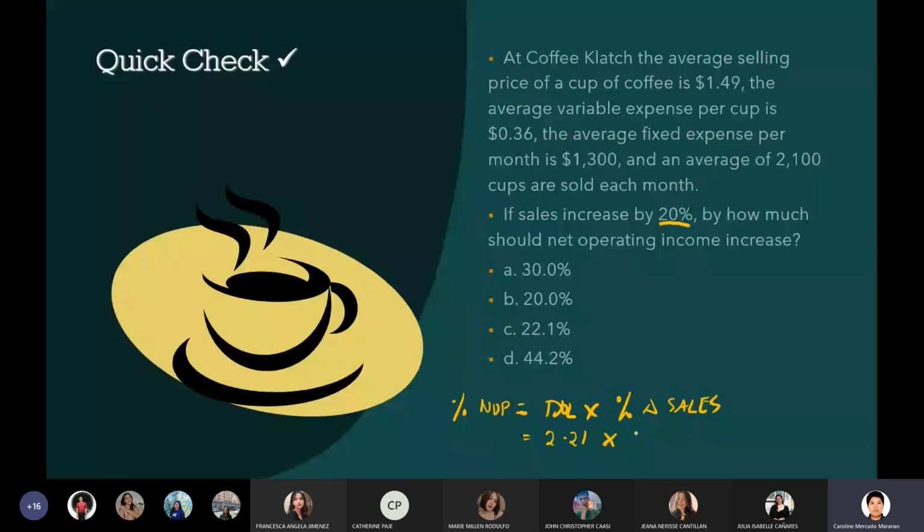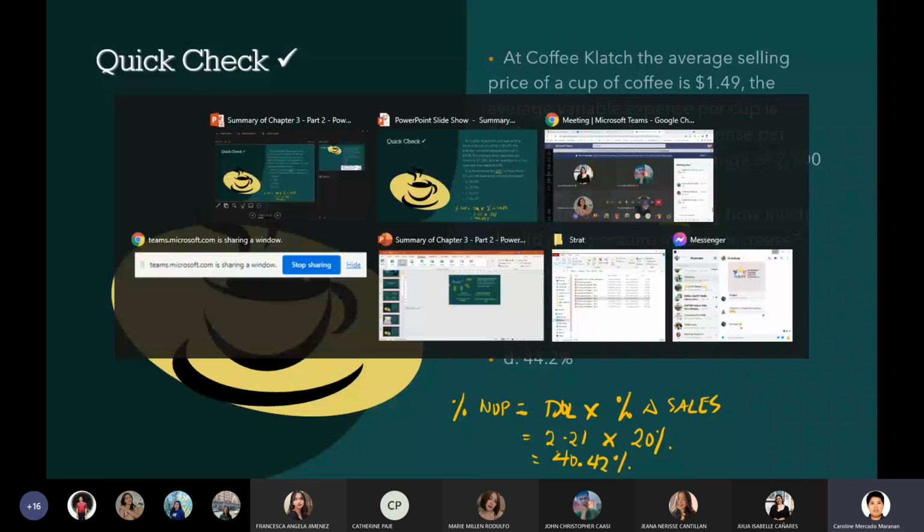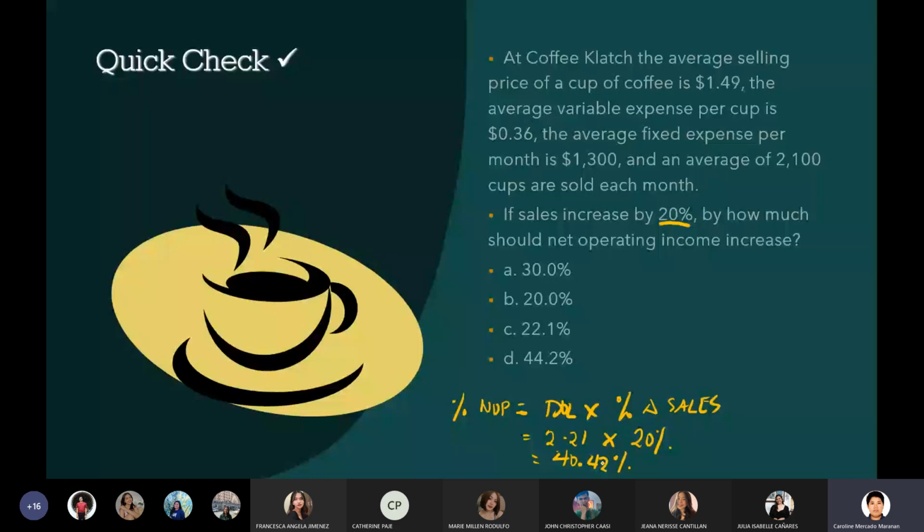It is 44.20%. So the answer is letter B.